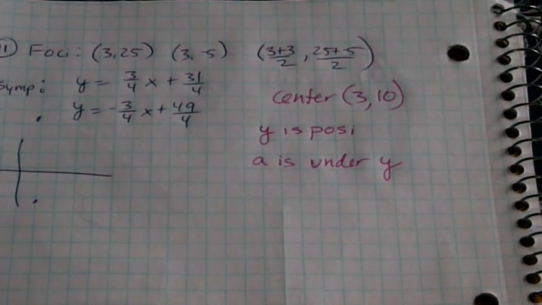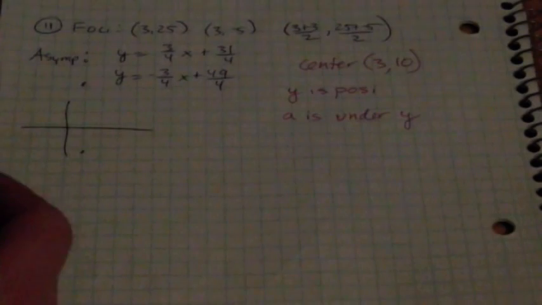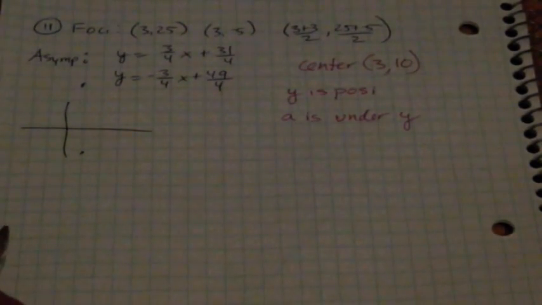Since the foci are at (3, 25) and (3, -5), I can find c, but to write the equation, I don't really need to find c. I just need a and b. So the good thing about these asymptotes is that they tell us a and b, but it can be confusing because if it's vertical or horizontal, which one's a and which one's b changes.